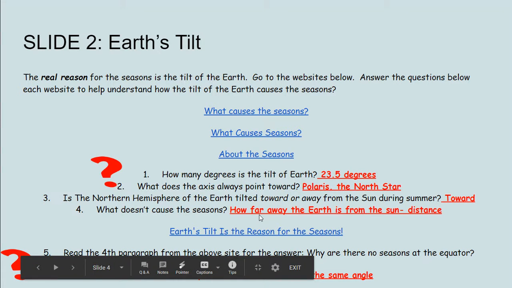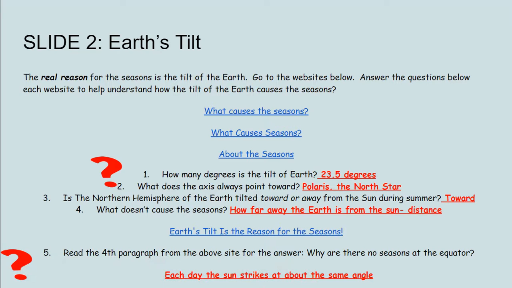And number 4, the distance is what we were looking for there. I did not mark anything wrong. That was an answer that made sense on what does not cause the seasons. Number 5, why are there no seasons at the equator? And as long as you said the sun was striking the Earth at that same angle every day, you were fine. So on this page, number 2, 3, and 4 were the ones most people lost points on.